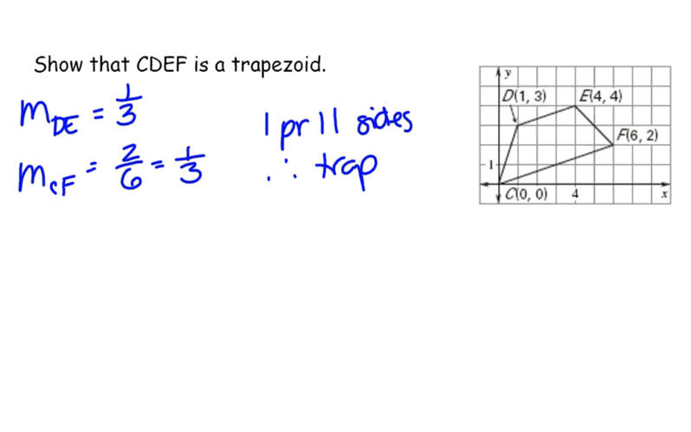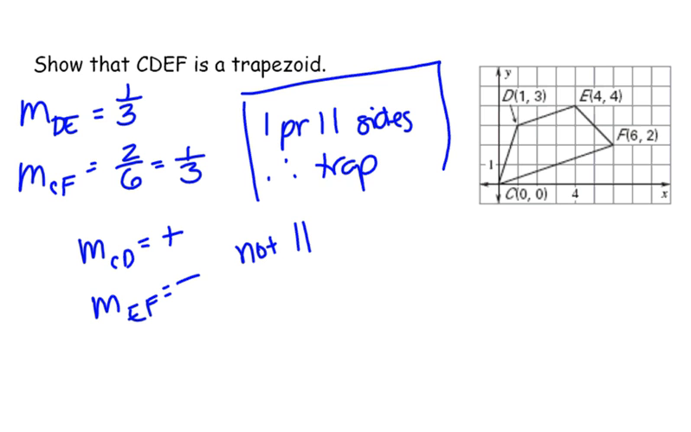All right. In theory, we need to prove that the other pair of sides are not parallel, but you can see that the slope of CD is positive and the slope of EF is negative. So we know right off the bat, without even having to find their slope, that these guys are not parallel. So the way we prove a trapezoid is we prove that there is one pair of parallel sides.